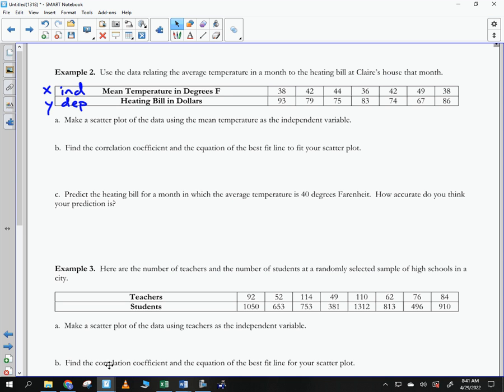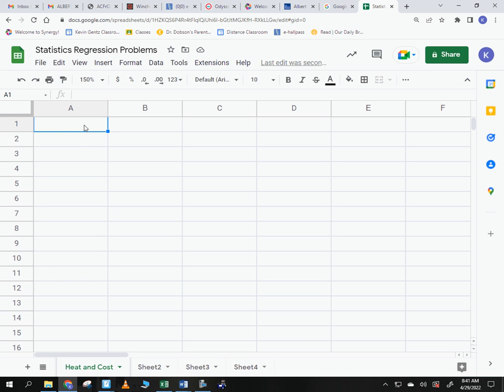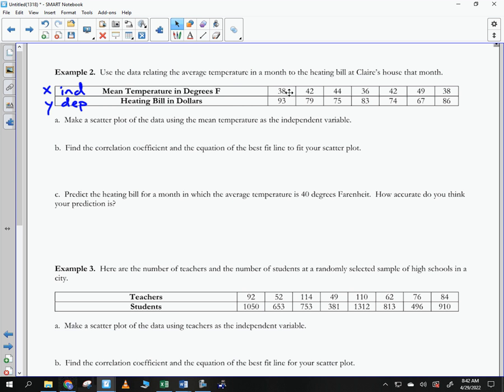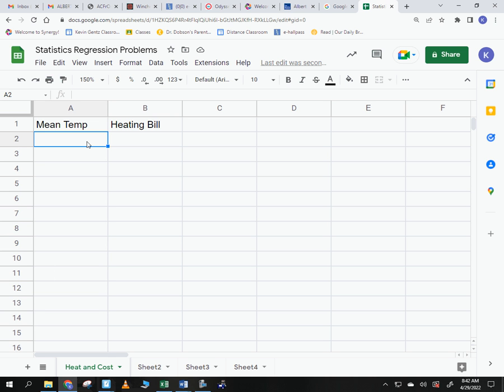So we're going to make a little chart here. I'm going to go back to my spot here. I'm going to call it mean temperature and heating bill. So I've got my two variables, and then I just have to enter the data. So you guys have the paper in front of you, correct? Could somebody read off the X values for me when I get back to my sheet? Could somebody read off the X values?